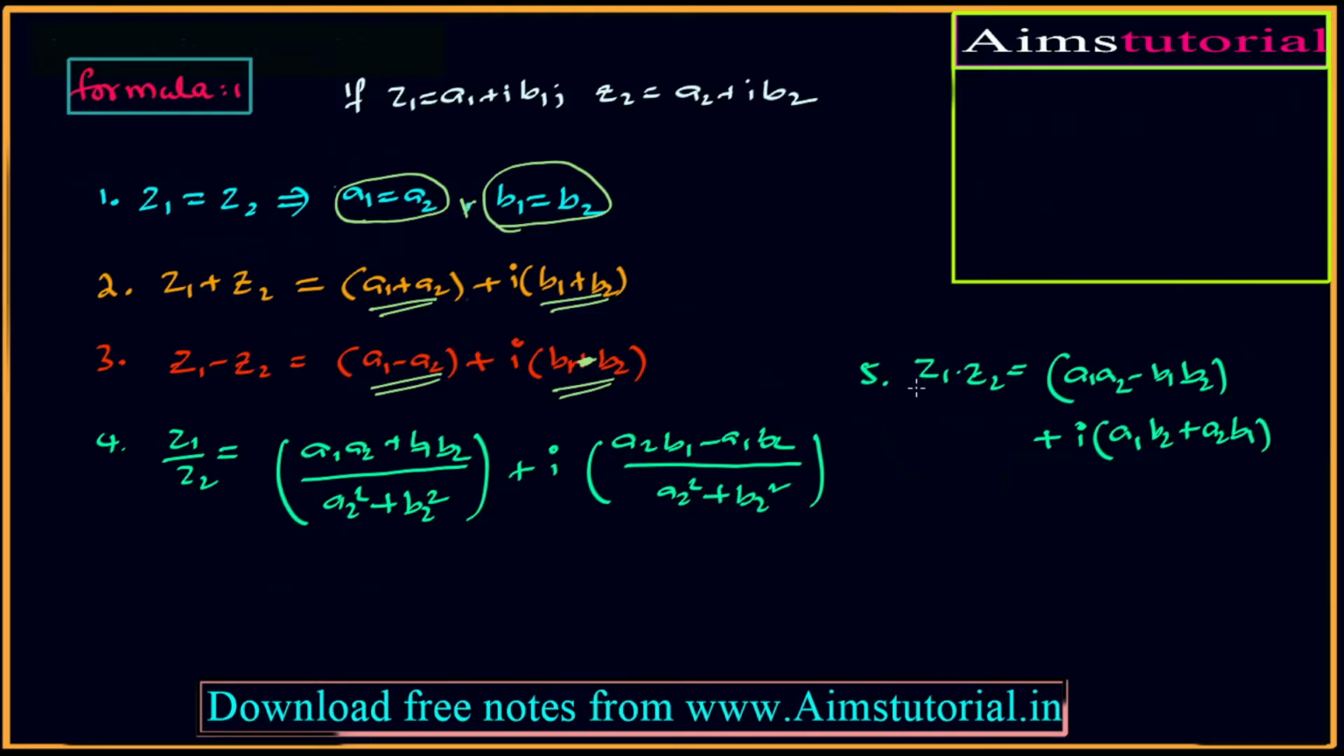Now the fifth property is z1 into z2. Like natural multiplication, here also we have to expand z1 and z2. If you expand z1 z2, you get a1 a2 minus b1 b2 plus i times a1 b2 plus a2 b1. After multiplication, we have to convert it into a complex number, that is, a plus ib form. Always, whether z1 by z2, z1 into z2, z1 plus z2 or z1 minus z2, we have to write it in a plus ib form, the complex number form.